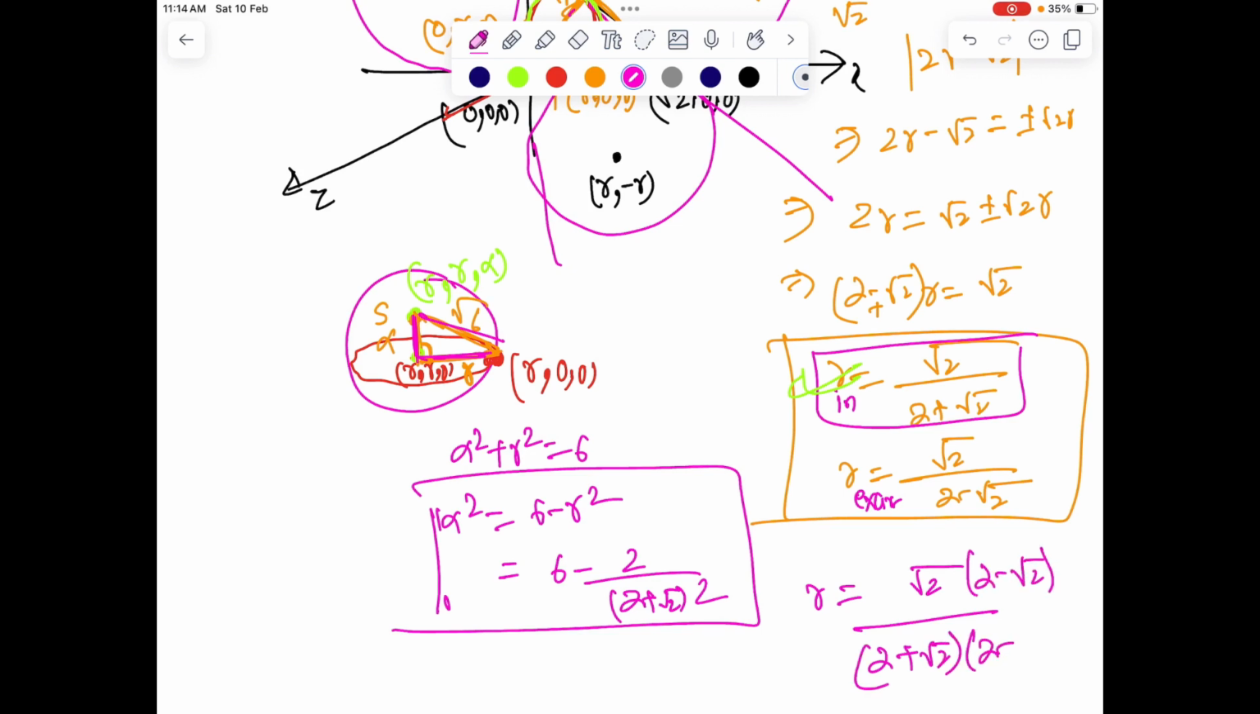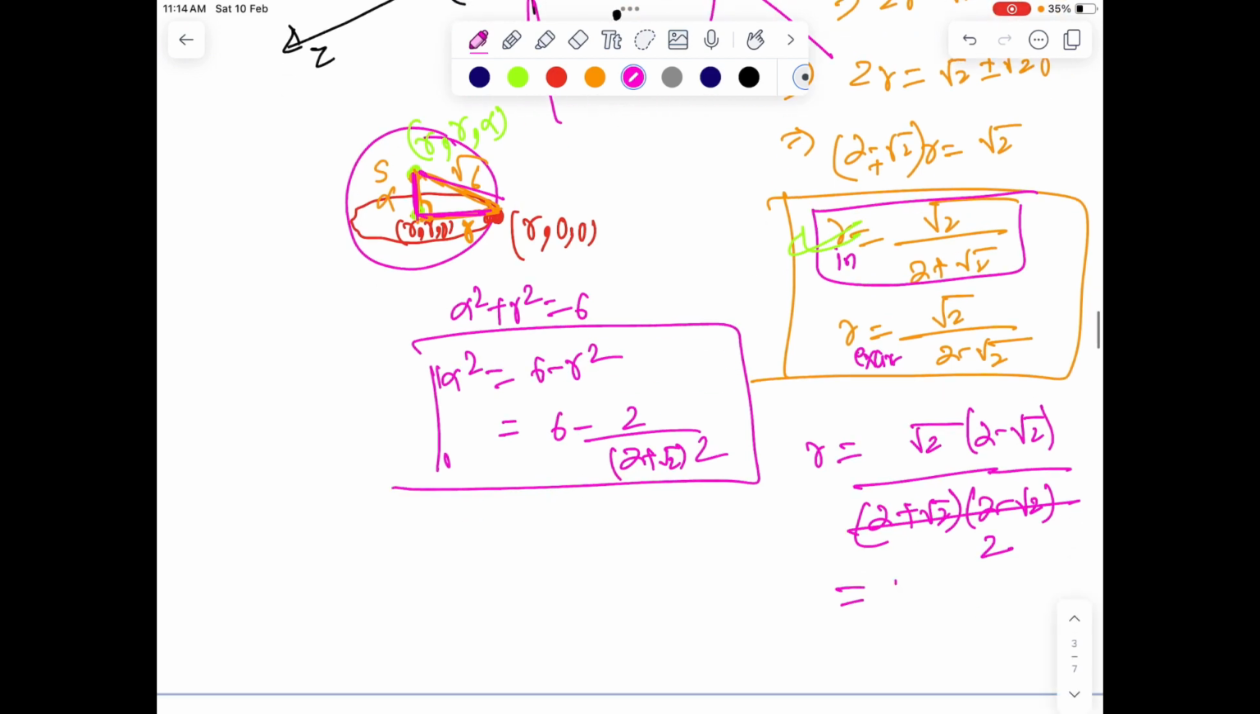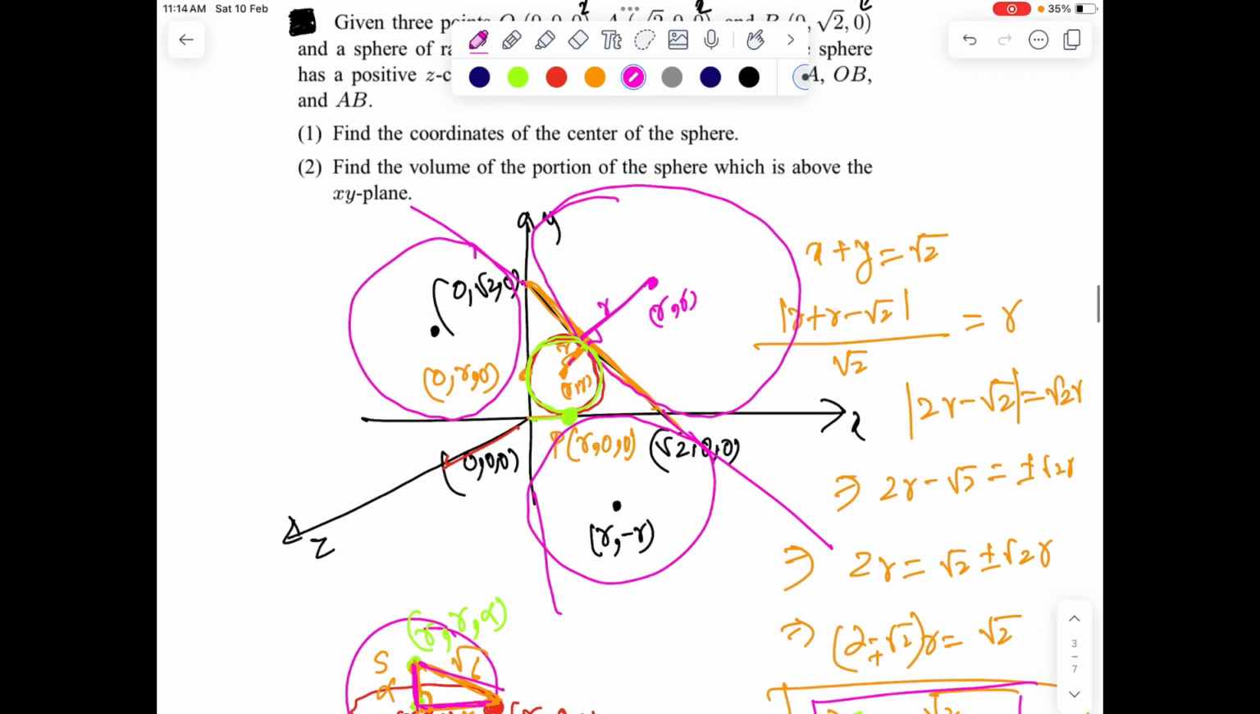Okay, so r we can even rationalize. So we have root 2 over 2 plus root 2. If I multiply with 2 minus root 2, this expression is going to be 2. And we have 2 root 2 minus 2 over 2. So that gives root 2 minus 1.